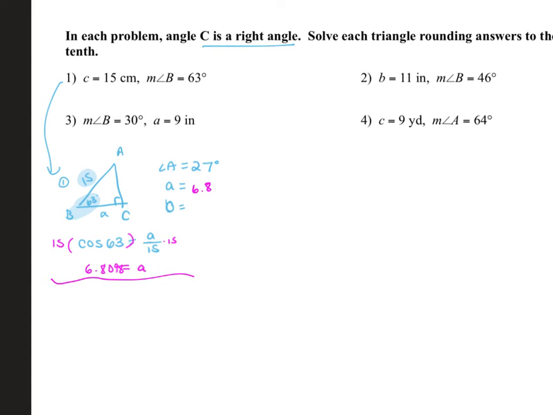Now if I want to find B, I still want to use the information that they gave me. In respect to the 63, B is opposite, 15 is still hypotenuse. So I would do sine. Sine of 63 equals B over 15. And the number's in the bottom, so I'm going to multiply 15 by sine of 63. And B is 13.36. This is going to bump that to 13.4.